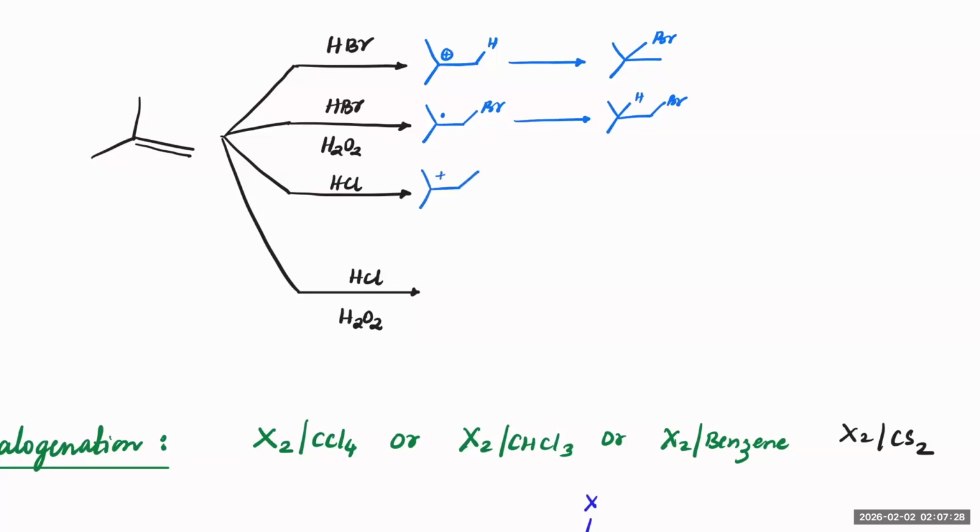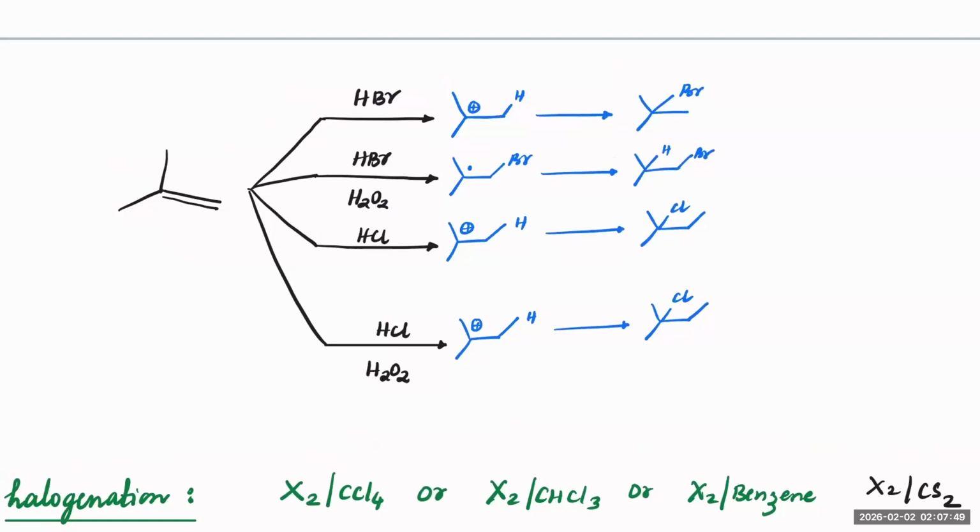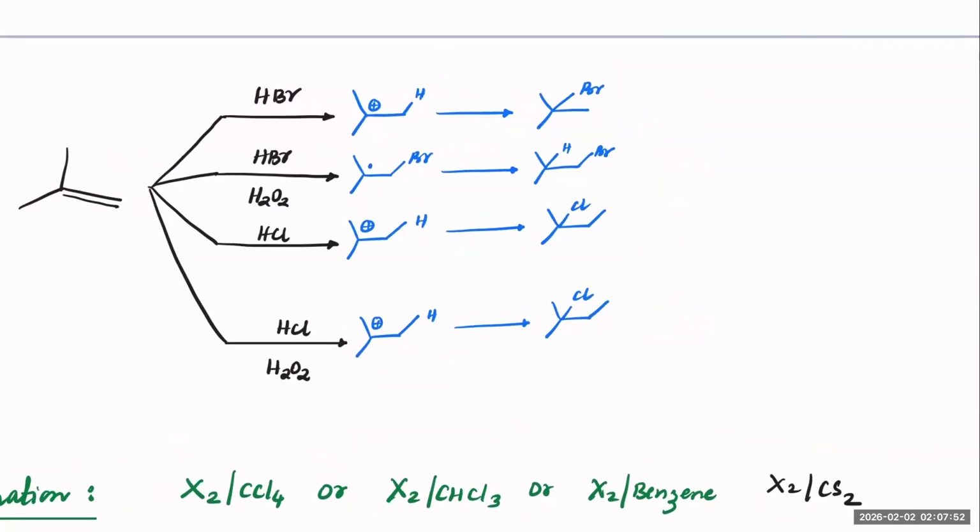HCl will have the same logic here, H here, and then on addition, you will get chlorine on this position. HCl with peroxide also, you will still have the same effect. Hence, you will get the same product in this case. Clear? So keep that in mind. HCl with peroxide or without peroxide gives Markovnikov addition only. So you can see these two are Markovnikov, this is Markovnikov, and this is anti-Markovnikov addition.